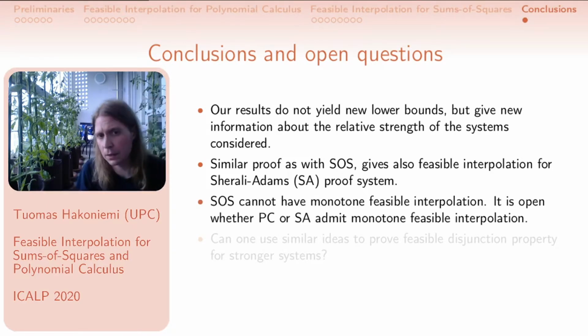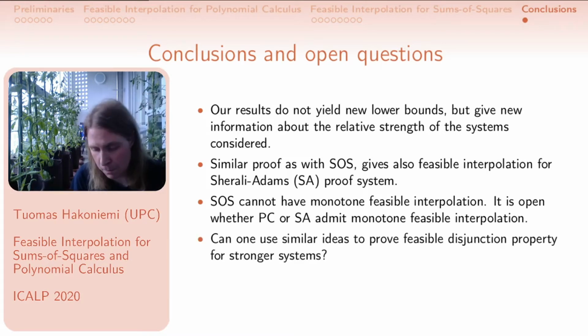Okay. Thirdly, a question about the monotone feasible interpolation. If the interpolating function is a monotone function, is there always a way to transform a short proof into a small monotone Boolean circuit computing the function? For sums of squares, we know that this cannot be the case. This is because sums of squares has short proofs of the clique coloring formulas. But it is open whether polynomial calculus or Sherali-Adams may admit monotone feasible interpolation. And finally, are the ideas used here to prove the feasible disjunction property for these systems useful for proving the feasible disjunction property for stronger systems, even for systems that we know cannot have feasible interpolation?